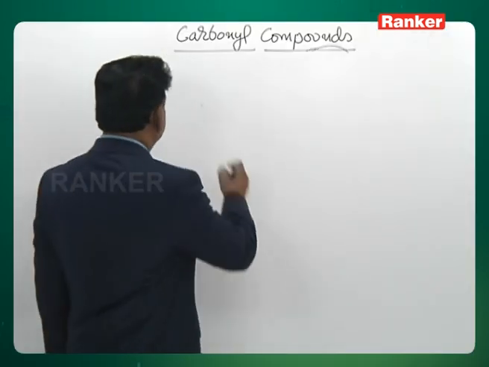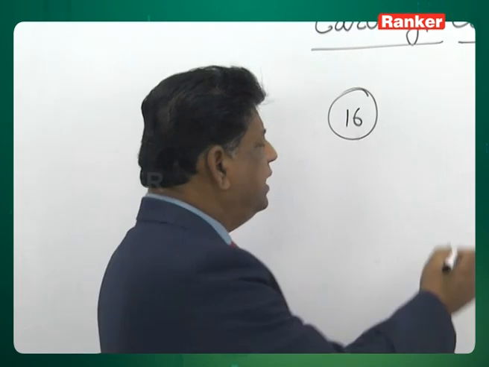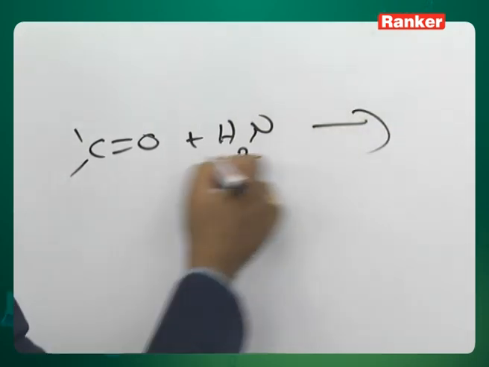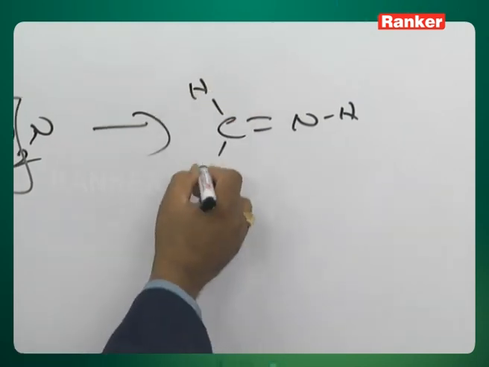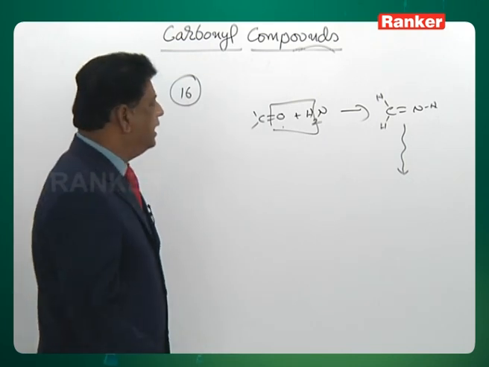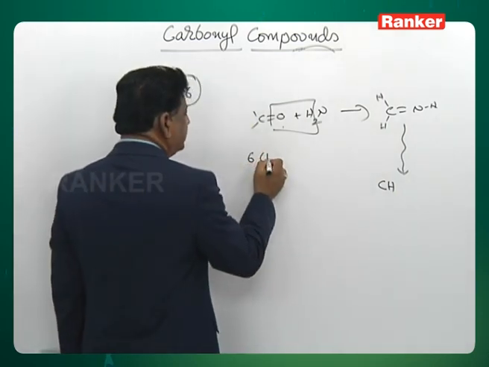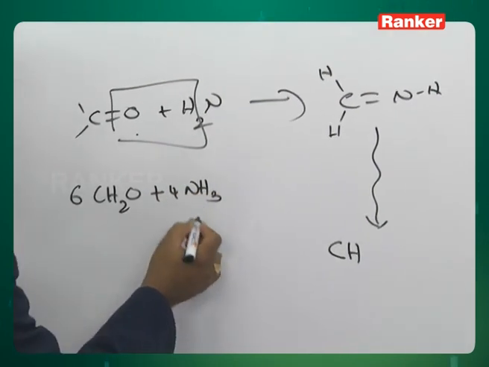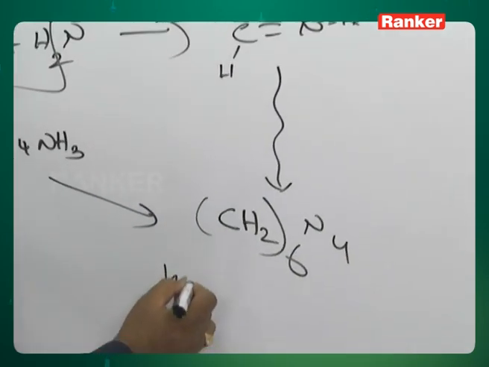So let's go for the 16th question. Formaldehyde reacts with ammonia. Actually formaldehyde is a very small compound. With ammonia, in a simple reaction, you can write this condensation reaction, and an aldimine is formed. But this leads to a polymerization reaction. It will not stay back, it will go on adding, and finally what you will get is 6 formaldehydes and 4 ammonias participating in this reaction to give CH2 6 times, N 4 times. This is called hexamethylenetetramine.